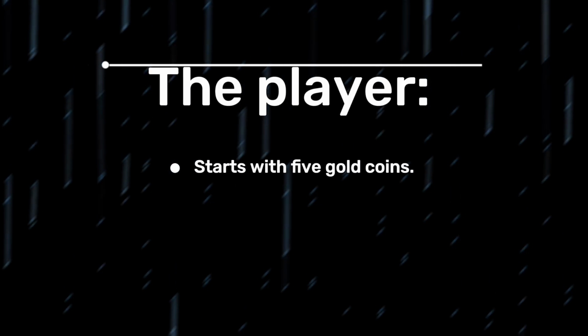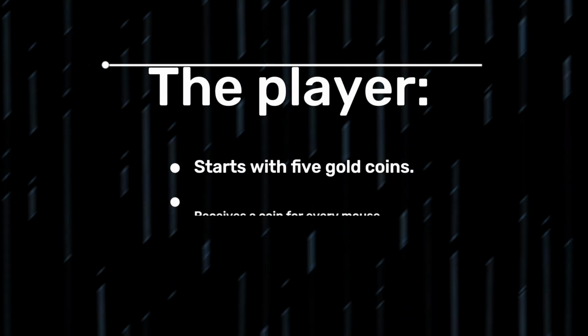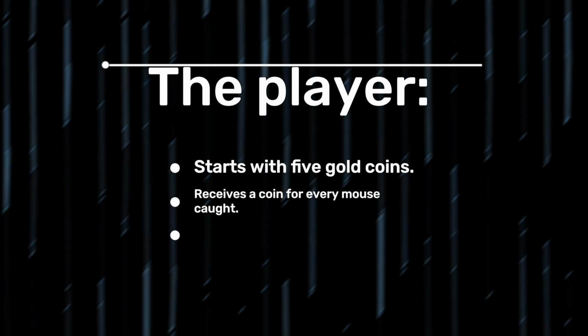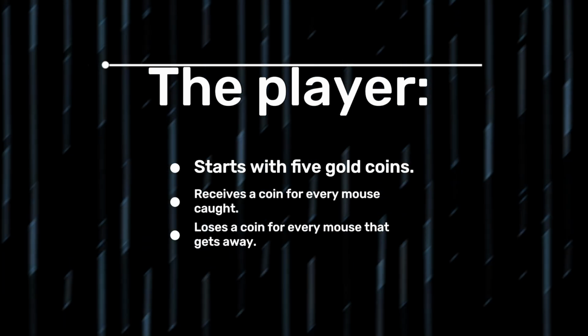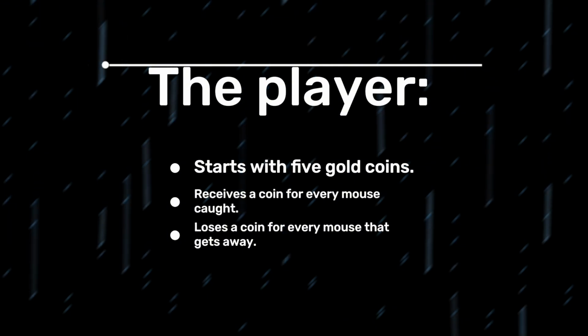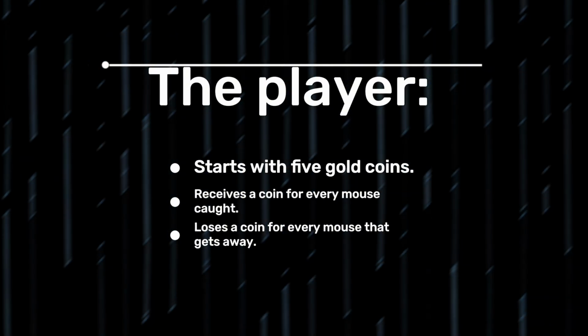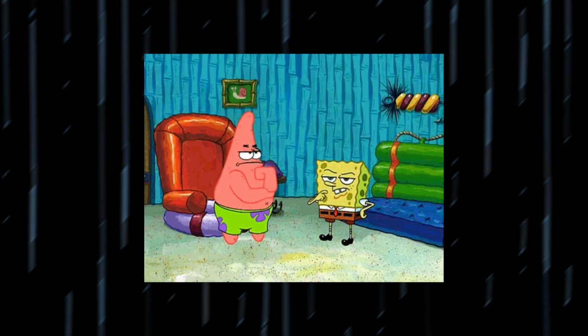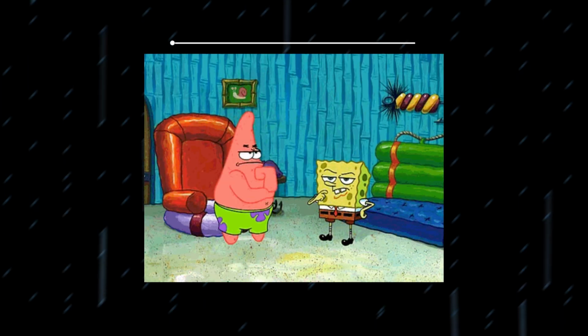Your turn. Now let's expand this algorithm. The player starts with 5 gold coins, receives a coin for every mouse caught, loses a coin for every mouse that gets away. Write out the steps of this updated algorithm in as much detail as possible. There is no wrong way to do this. It's just an exercise to get you thinking about how to break a problem into steps.